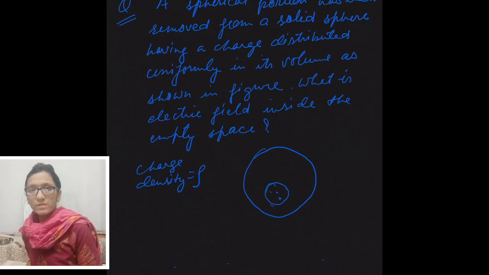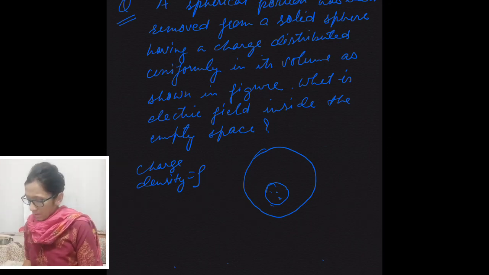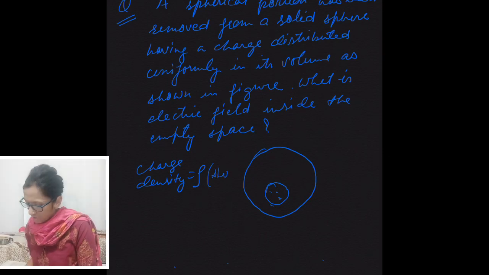Okay, next question. A spherical portion has been removed from a solid sphere. A spherical portion is removed, the sphere having a charge distributed uniformly in its volume, as shown in figure. What is electric field inside the empty space? And charge density, let it be rho.